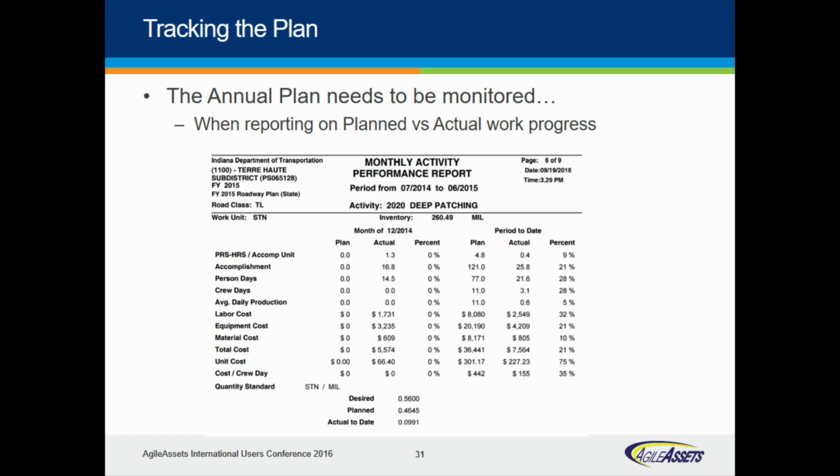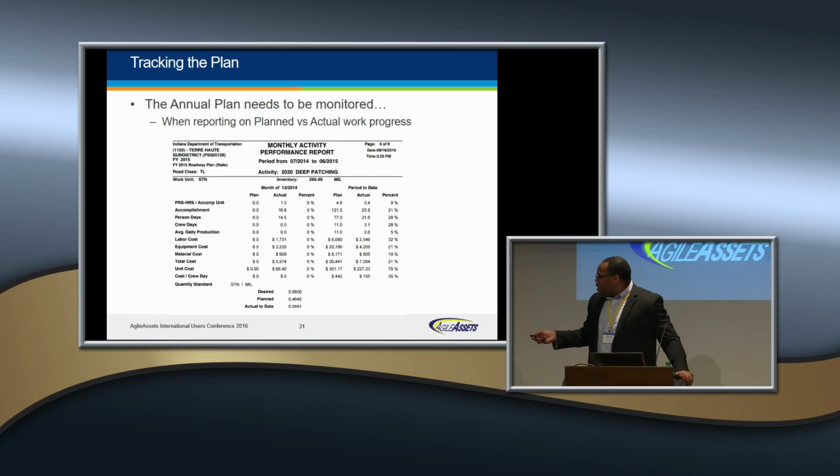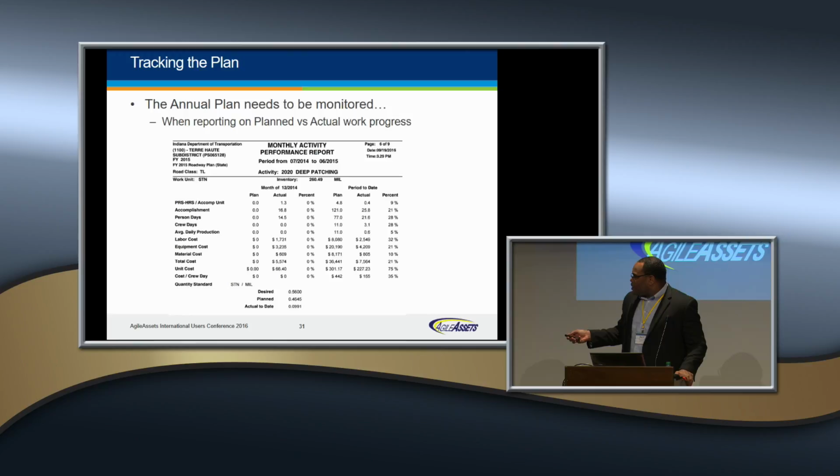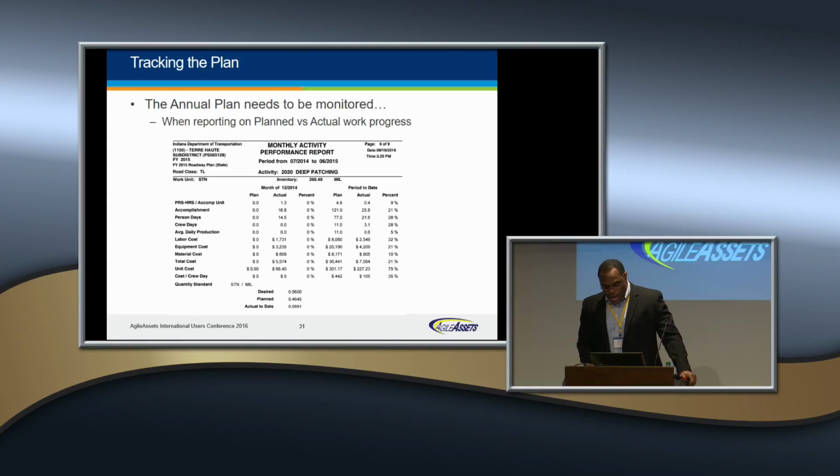So this is an example of a report from Indiana. Here they're looking at per month and for the period to date, which is the year to date. They're looking at what was on the plan, and in this case there was nothing planned, but you can see they actually performed some of that work for the particular month. You can also see that for the year to date, they have a certain number of units performed versus the total which is planned for the year. So you can see what percentage of that work has been done to date.